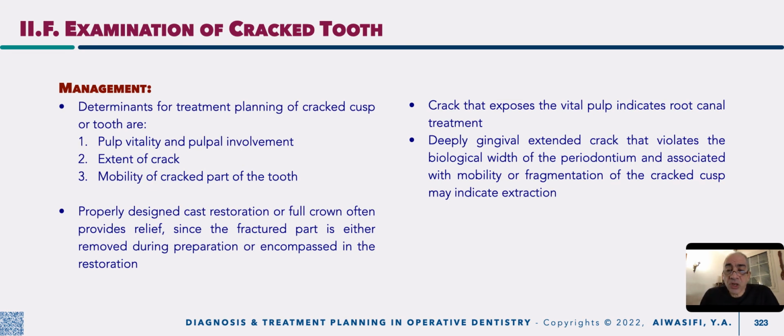But for crack lines that extend deep and violate the biological width, with periodontal consultation, prefer not to go for surgical crown lengthening, because it will affect your crown-root ratio and the tooth will undergo mobility and lose a lot of alveolar support. Then it will be a surgical extraction. This will be the final treatment.